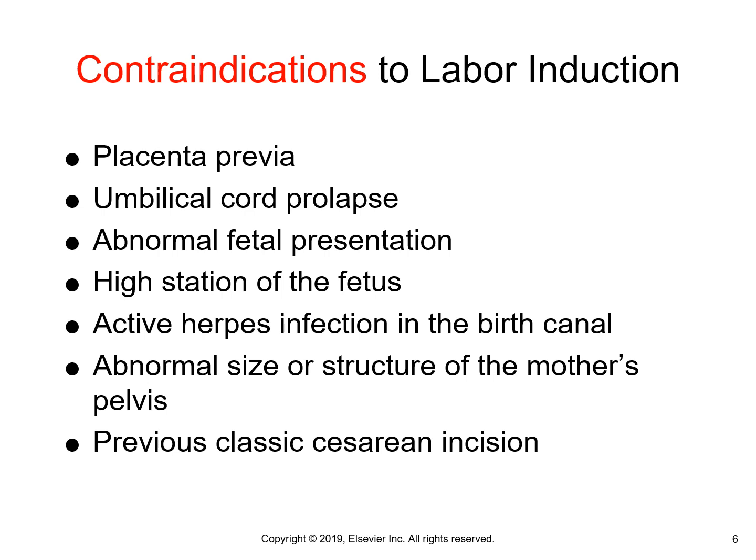So, active herpes infection in the birth canal. You don't want that baby to go through the vaginal canal, right? So that baby should have a cesarean section. So we should not induce that labor. Abnormal size or structure of the mother's pelvis. Of course, if you induce that labor, then you're going to get ready for the baby to come out. And if the size and structure of the mother's pelvis is not actually good for a fetus to come out, then we cannot do that too.